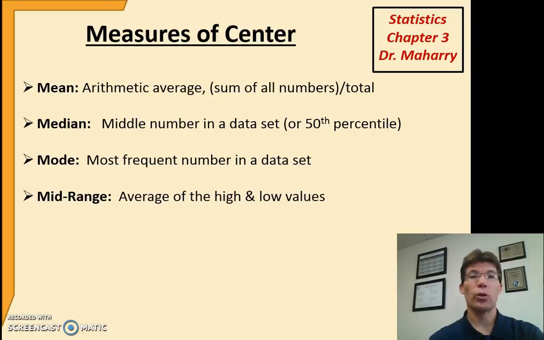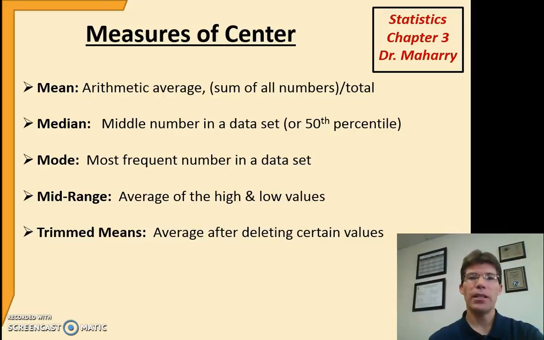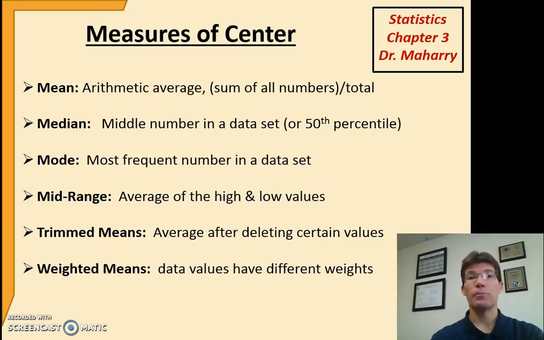The mid-range is a quick and easy calculation. We simply take the average of the highest and lowest values in a data set, hence the term the middle of the range. Trim means and weighted means are sort of for specific situations. In a trim mean, we generally delete some values on the lower end and some values on the upper end and average what's left in the middle. This can help reduce the effect of outliers. Weighted means is when you have a case where not all the data sets are weighted equally. In other words, some data values are more important or worth more weight than others.